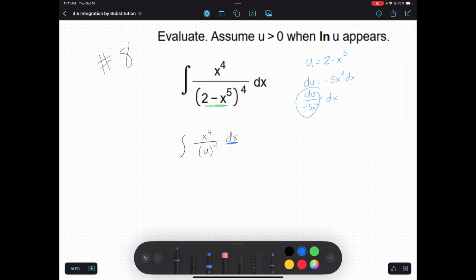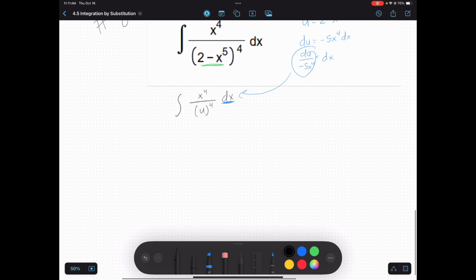Now I can substitute that in for dx, and I'm left with this integral of x to the 4th over u to the 4th times du over negative 5x to the 4th. What do I notice? These x to the 4th terms cancel out because I have one in the numerator and one in the denominator. The negative 5 doesn't cancel, but that's okay. It's just a constant. I can pull that outside of my integral by making it a negative 1/5. And so now I'm left with 1 over u to the 4th times du.